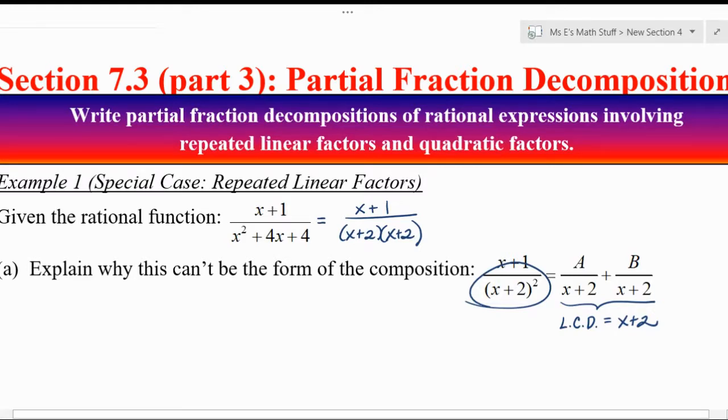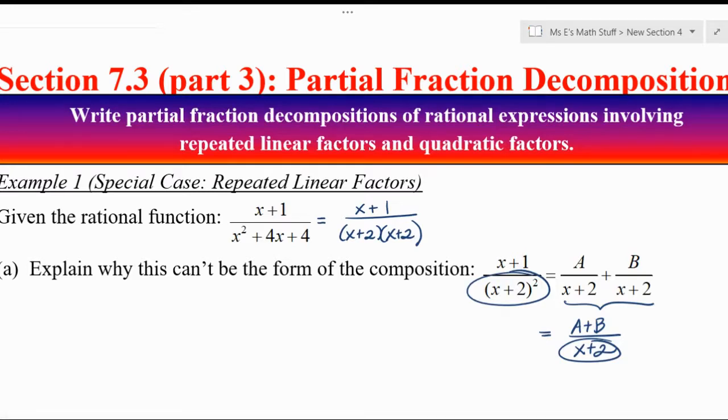And if you're not sure why that is even a problem, then let's drill it in. If you add these two together, you already can. It would be a plus b over x plus 2. And so if you think about it, you're never going to be able to win the denominator battle. With this kind of setup, you're never going to be able to get those two fractions to add up and equal what you started out with.